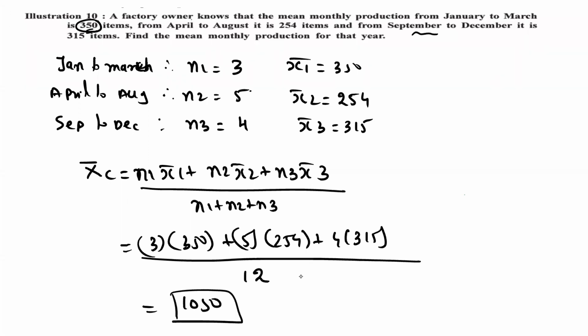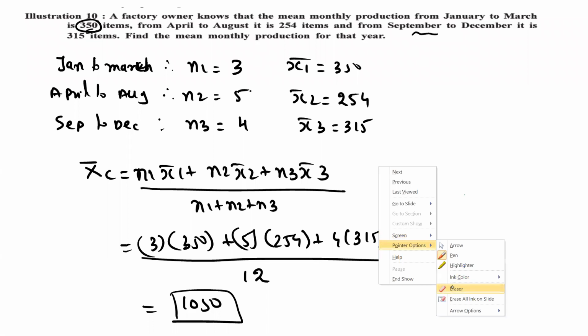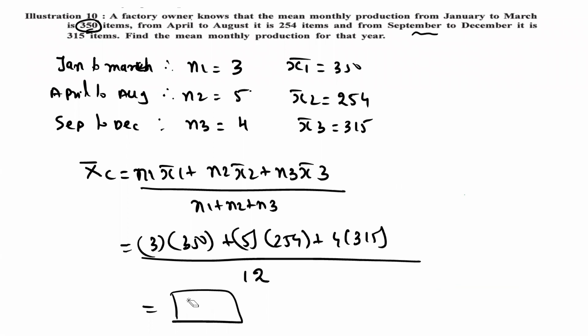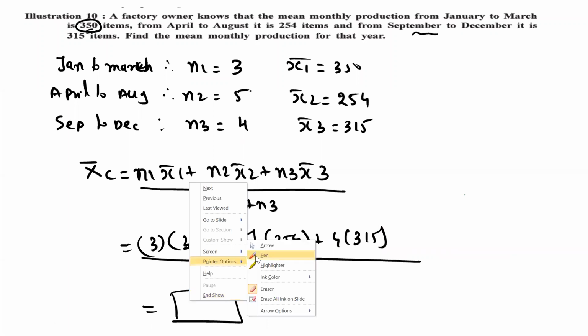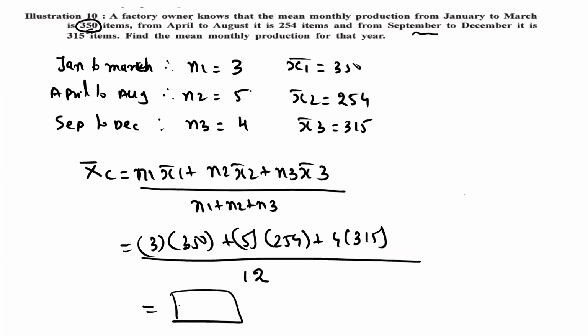Plus 1260, upon 12. I want the direct final answer. 298.33. Okay. And the unit is production units we can say.